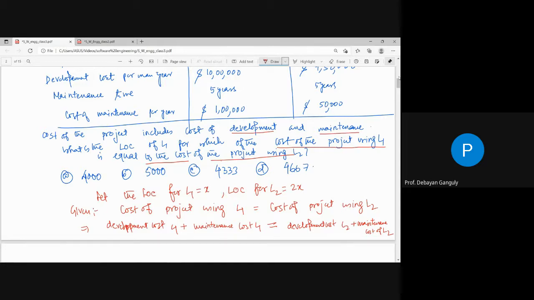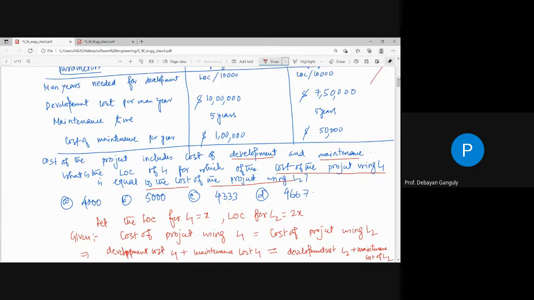So it is given that development cost is LOC by 10,000. That means if I am taking the LOC for L1 as X, then this is X by 10,000, and development cost is 10 lakhs, so that should be multiplied by this. And maintenance cost is 1 lakh per year, and this is for 5 years.